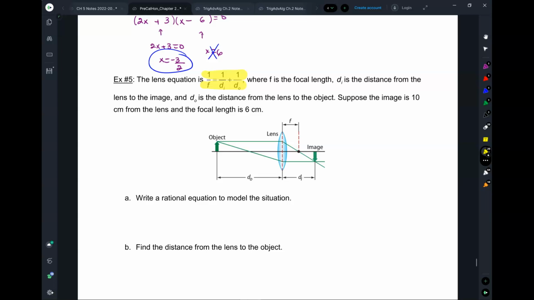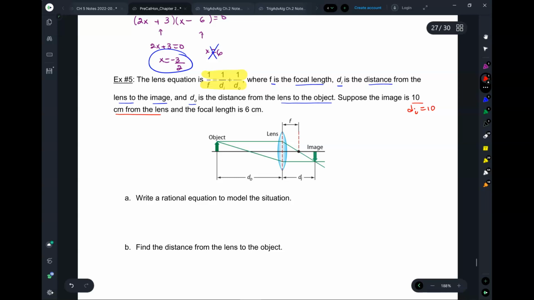It's actually fascinating. All right, so in this equation, we've got f, di, do. What do all these mean? Well, f is what we call focal length. Di is the distance from the lens to the image. Do, distance from the lens to the object. Okay, so suppose the image is 10 centimeters from the lens. Well, that's di. And suppose the focal length is 6 centimeters, that's f.